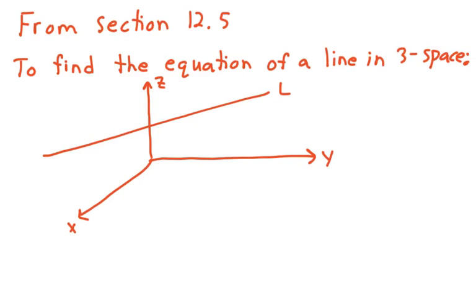This is a video from section 12.5, and we're going to find the equation of a line in 3-space, and we'll call the line L. So what we're going to do is let P naught, which is equal to (x naught, y naught, z naught), be a specific point on the line.